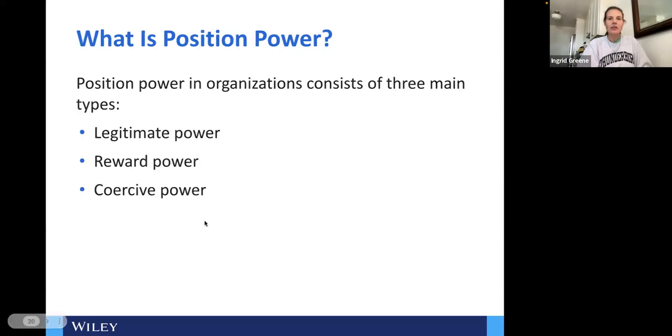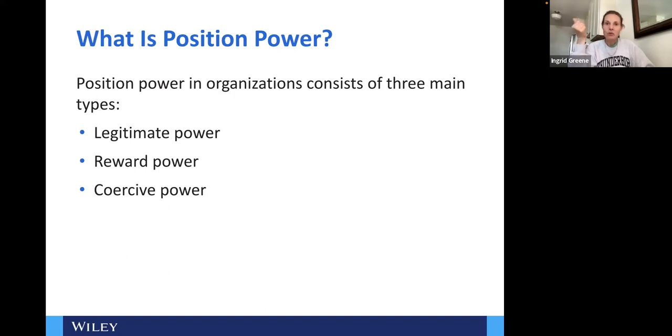And the first one here is just talking about position power. So the formal one. What is position power? Legitimate power, reward power, and coercive power. So the top two were good. The last one, not so good.